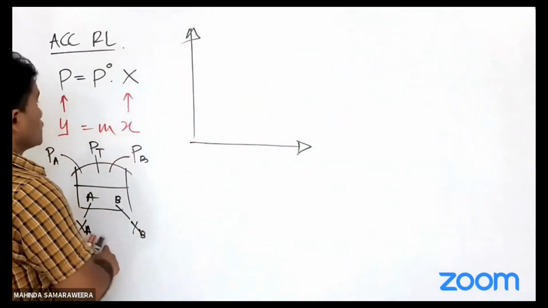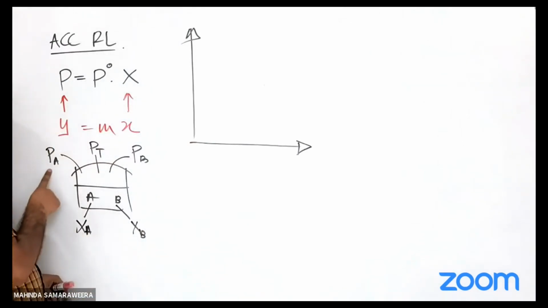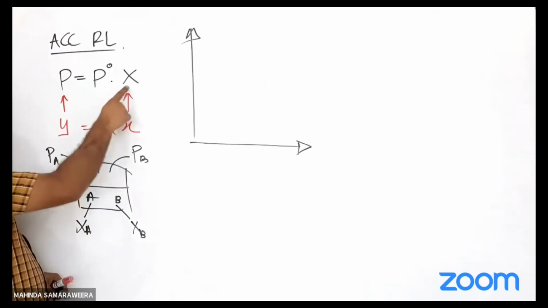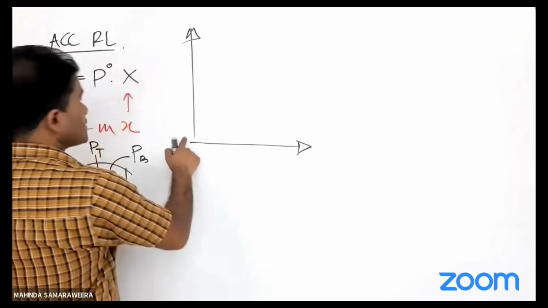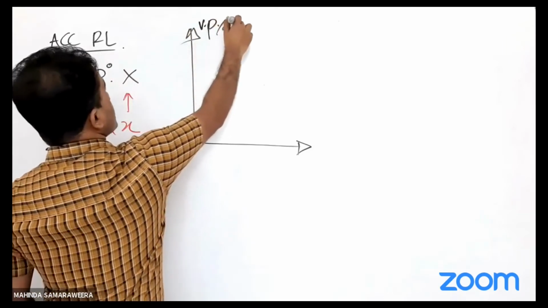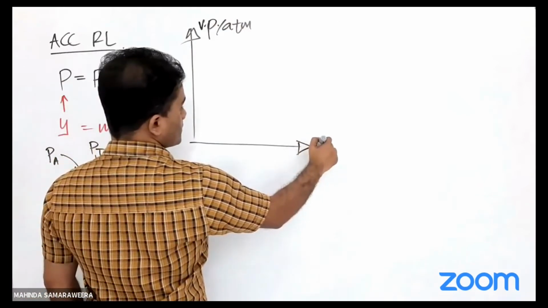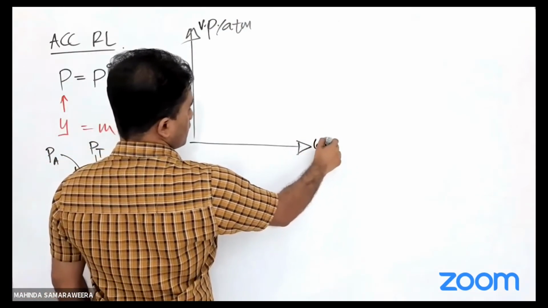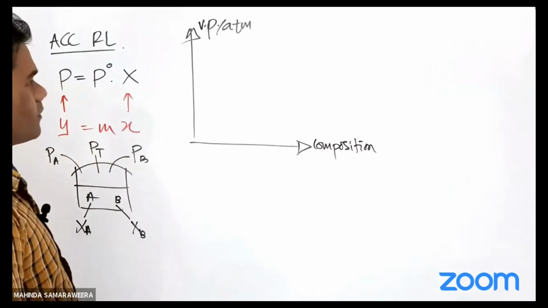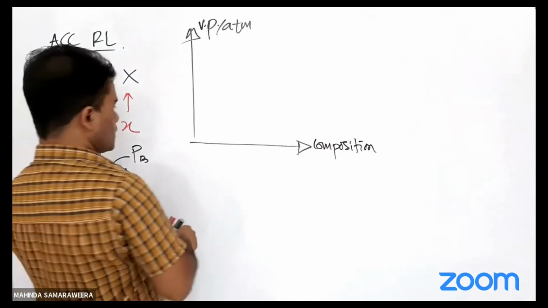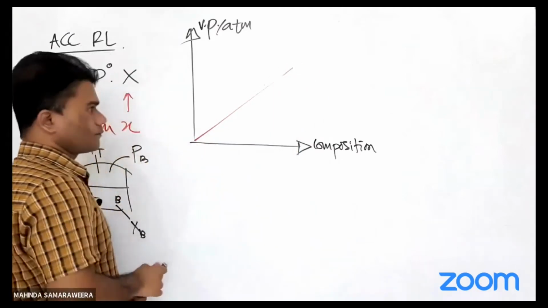Then I'm going to show you how the vapor pressure PA varies with respect to the mole fraction of A in the liquid phase, that means XA. PA equals P naught A times XA. That's how we get it. This is the vapor pressure of A in atm. This is the mole fraction, or I can just say composition, of A in the liquid phase. Since it's y equals mx type, the variation should be something like this.